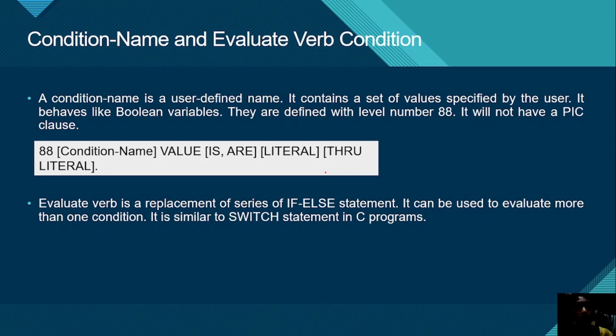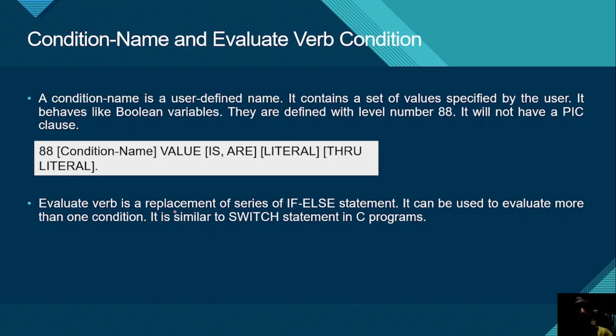So, condition name and evaluate verb condition. A condition name is a user-defined name. It contains a set of values specified by the user, and it behaves like Boolean variables. They are defined with level number 88. It will not have a PIC clause. So the example is 88, the condition name, VALUE IS or ARE, the literal, TRUE, literal.